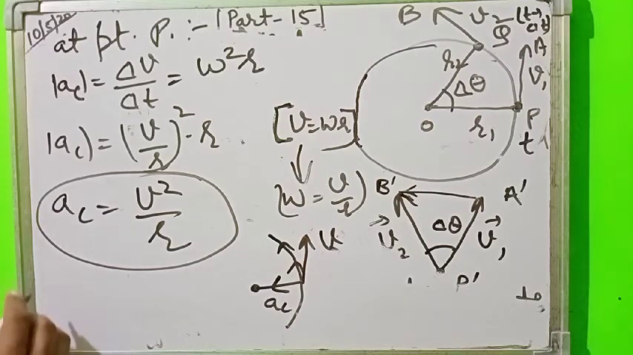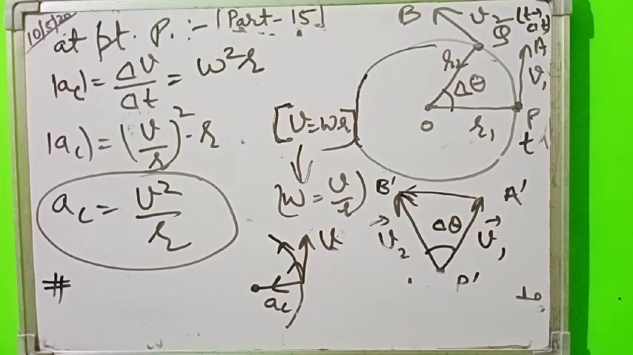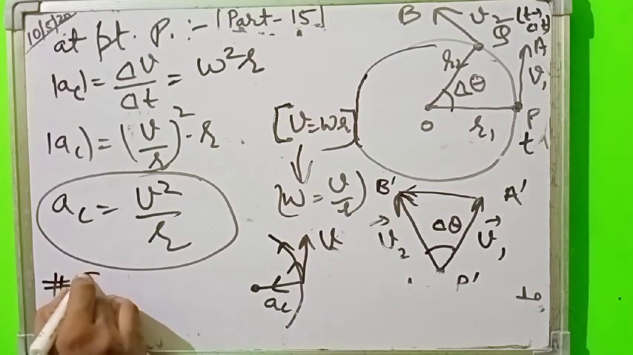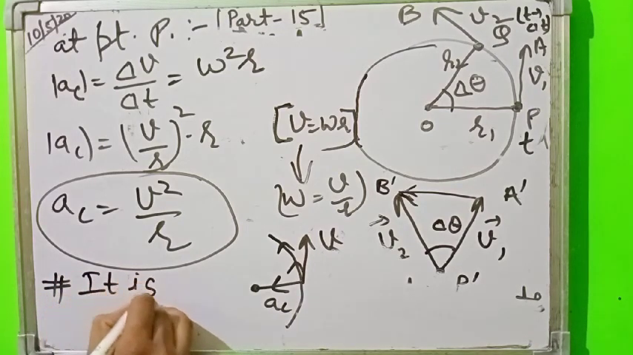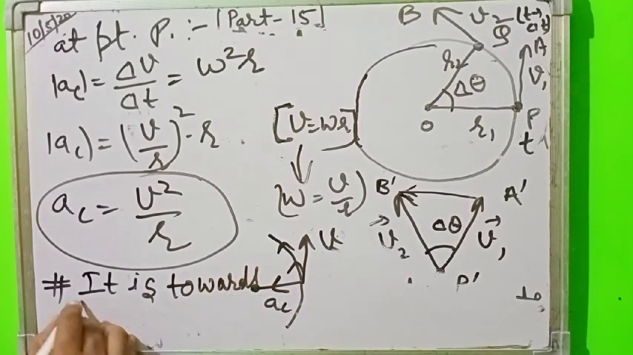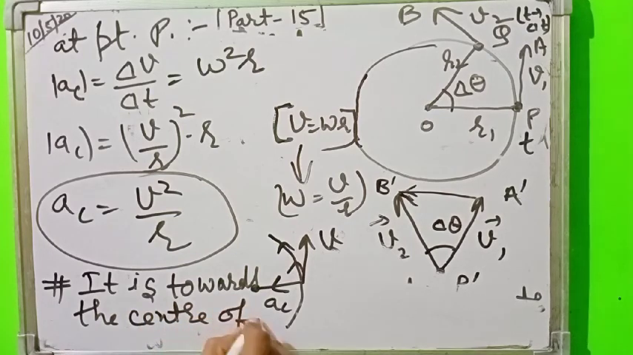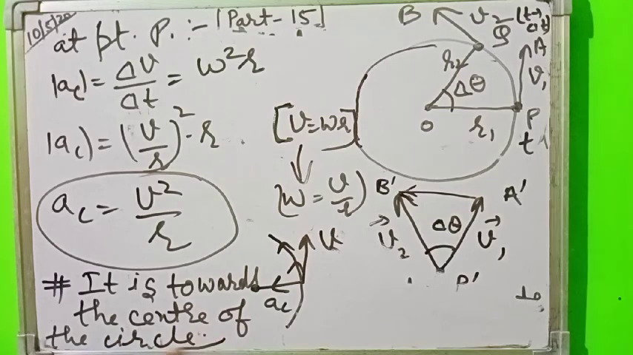So the direction of centripetal acceleration is towards the center of the circle. It is towards the center of the circle.